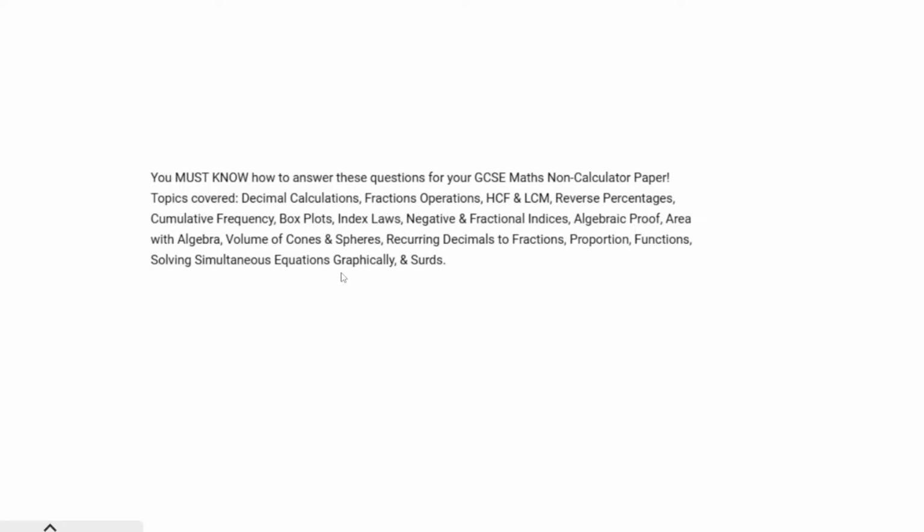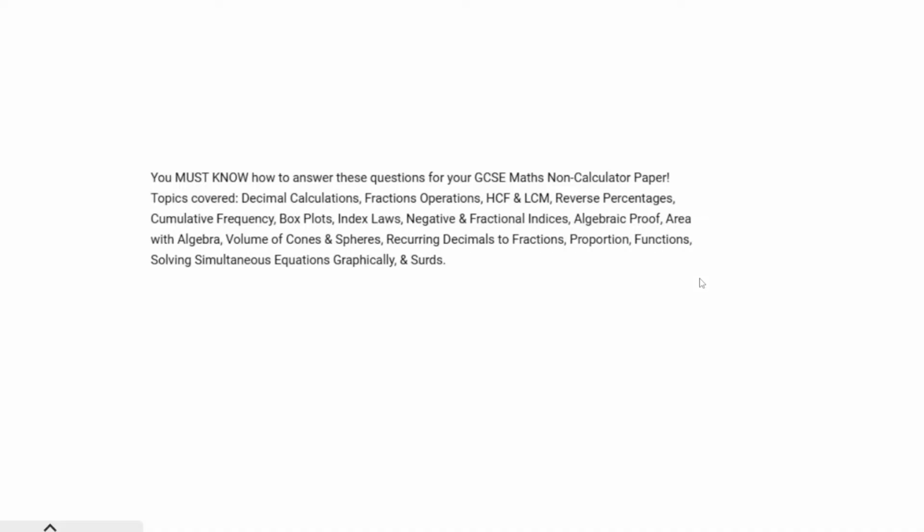Solving simultaneous equations. I put graphically here, but also just simultaneous equations generally. So it could be linear. They're both linear, which will be at the start of the paper or the middle of the paper. It could be one is a quadratic, one's linear, which is at the end of the paper. Or it could be solving them graphically, when they're already on the graph and you just have to find where they intersect. So anything to do with simultaneous equations, and then obviously a bit of surds at the end. So that's my list, if I were to make a prediction.